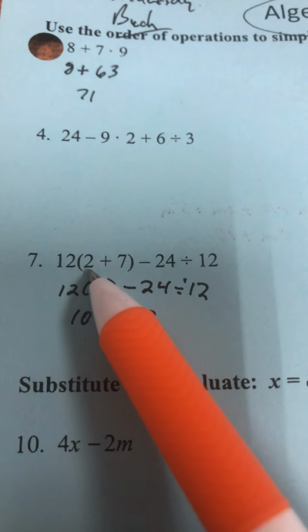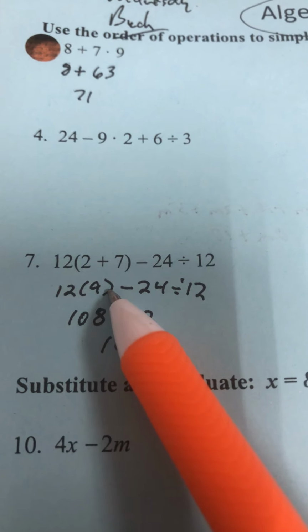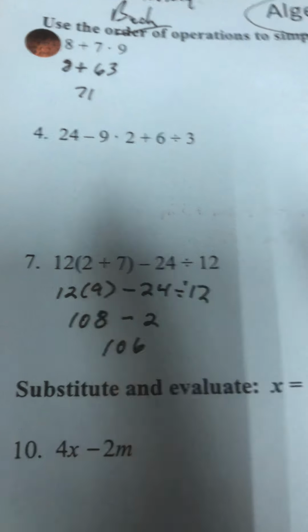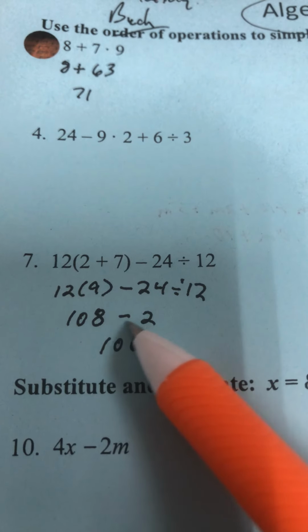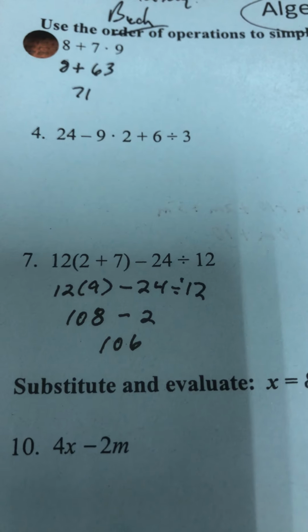Okay, here I do what's in parentheses first. Please excuse my dear Aunt Sally. The P, parentheses, come first. Then I do multiplication and division, and then I do subtraction. I get 106.